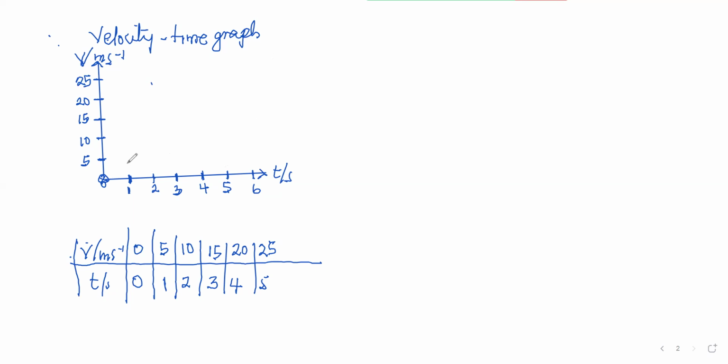So 0, 0. 1 would go with 5, 2, 10. 3, 15. 4, 20. 5, 25. And when we join the points, we also have a straight line.